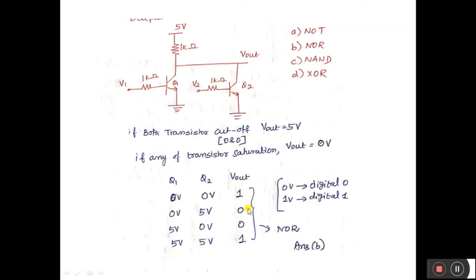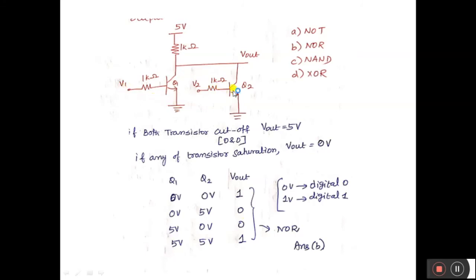So now output is 0. Now if I apply 5 volt here and apply 0 volt here, 5 volt means it goes into saturation, 0 means it goes to cutoff. So this 5 volt connected to this 0, so output becomes 0.